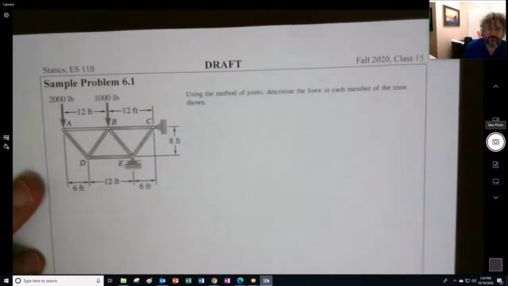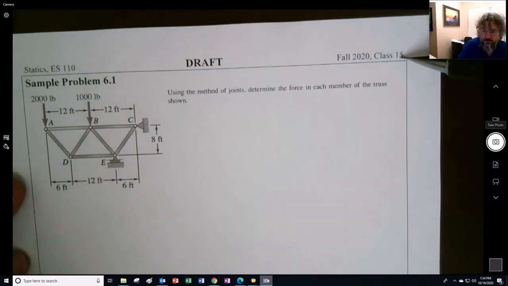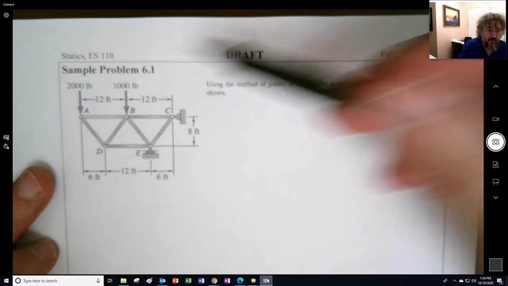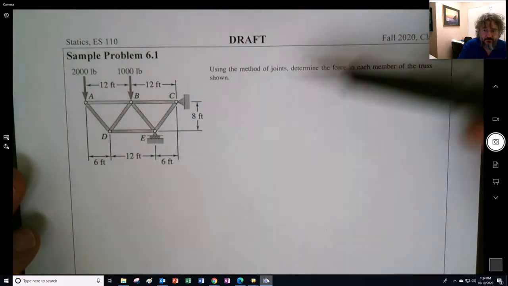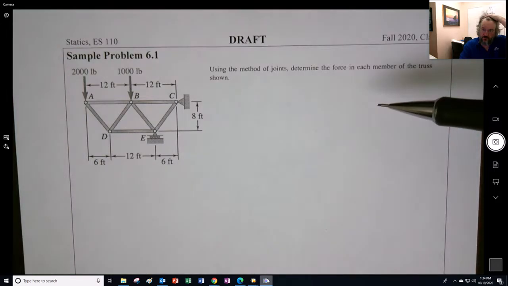All right, so here is an example for class 15. This is the sample problem 6.1 out of the textbook. There's a lot here. I don't know if I'm going to be able to fit it onto one page.